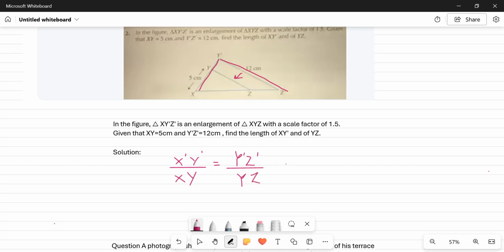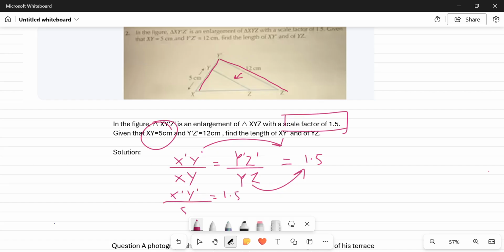Now, the scale factor is given to you, which is 1.5. This part equals 1.5 and this one is also 1.5, so both are equal to each other. Now you need to substitute the values. X dash Y dash is the unknown, so this will remain as it is. And what is the value of XY given to you? Here it's 5 centimeter, equals to 1.5, one part done.